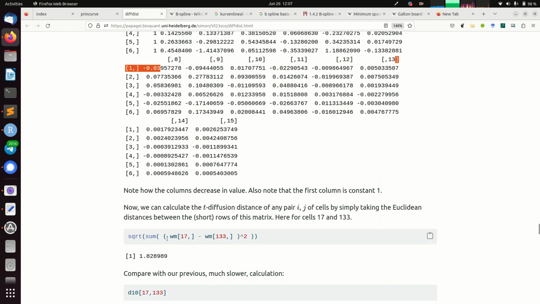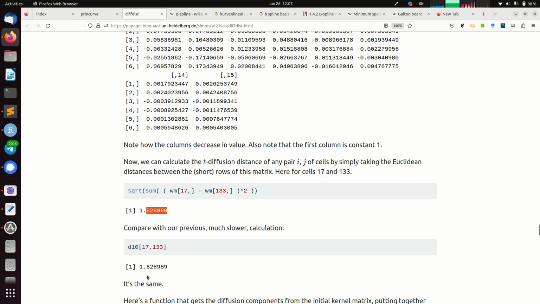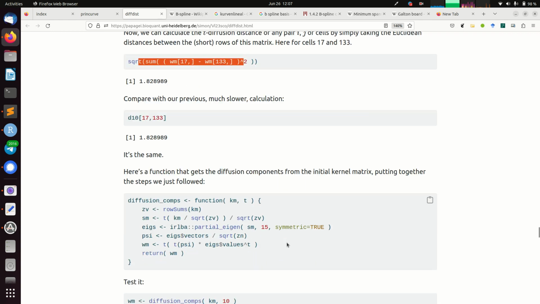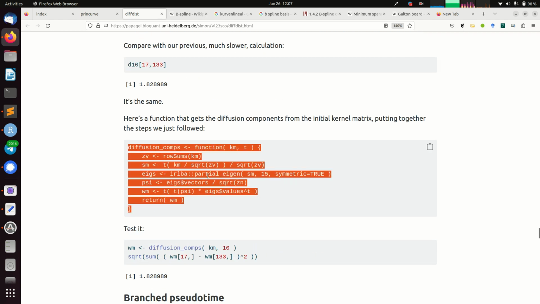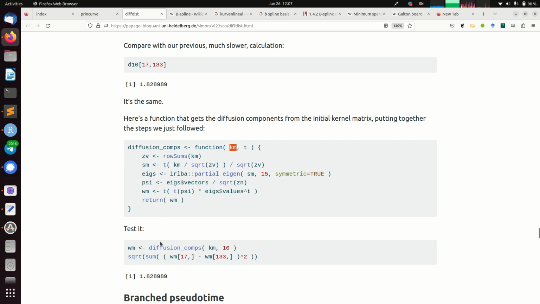And if we now take the difference between two rows here, this is more or less the same as if we calculate the distance manually using our original calculation. And this is so fast because it just does one eigenvector calculation of the first few and the rest. So we can make one little function which takes our original kernel and immediately runs through in one go and gives us this stuff here.